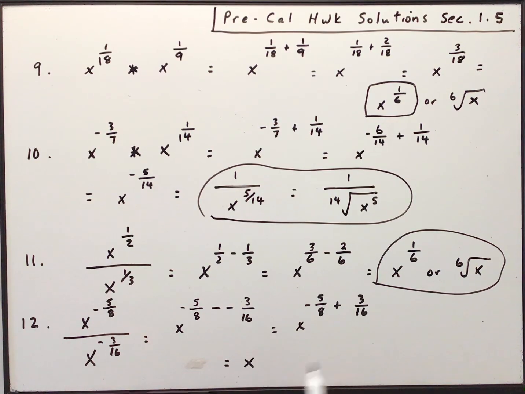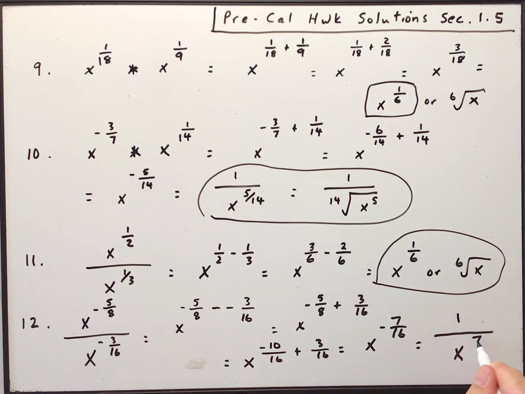Let's change this into 16ths by multiplying by 2 over 2. So that'd be minus 10 over 16 plus 3 over 16, which would be x to the minus 7 over 16, and then we have to get rid of the negative exponent. So the final answer would be 1 over x to the positive 7 over 16. All right, and if that was radical form, that'd be the 16th root of x to the 7th. Probably wouldn't ask you for that on a problem like this.